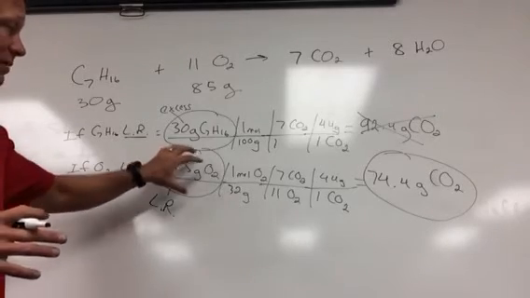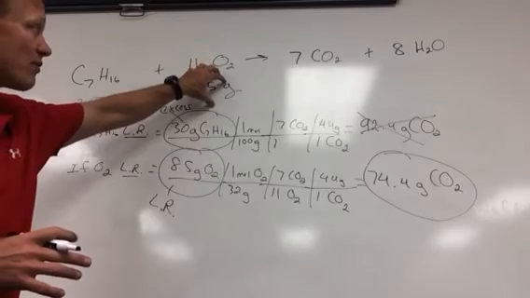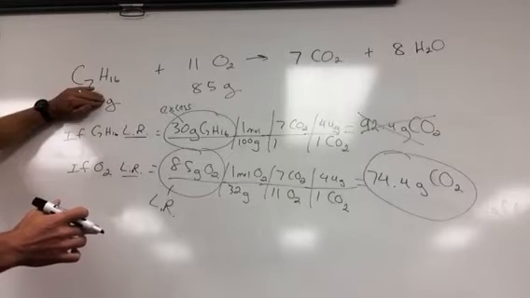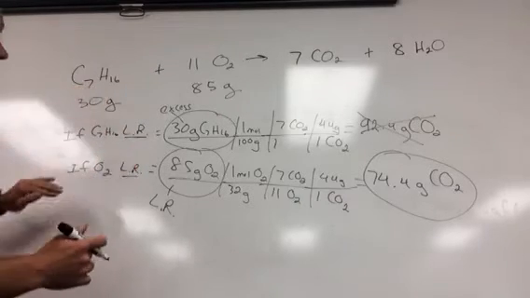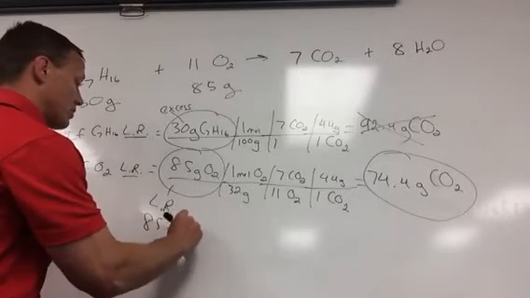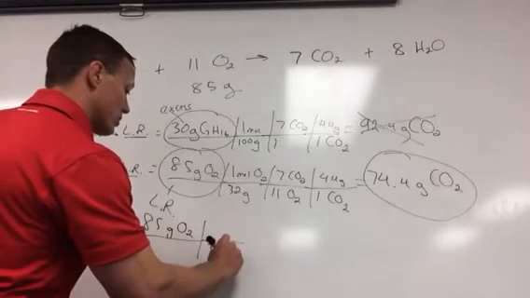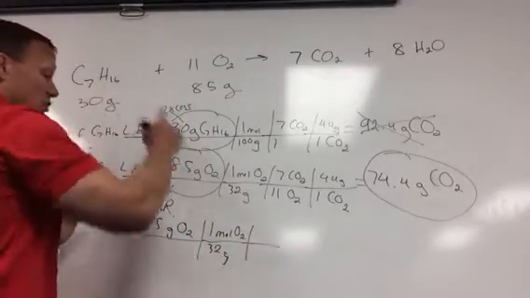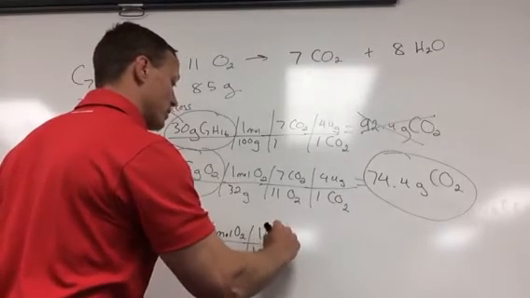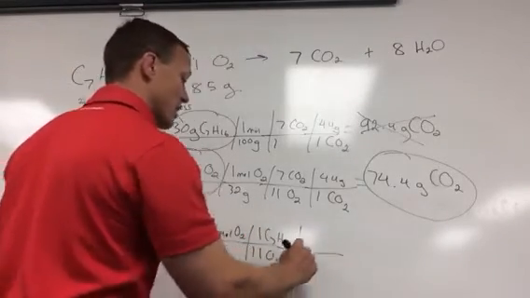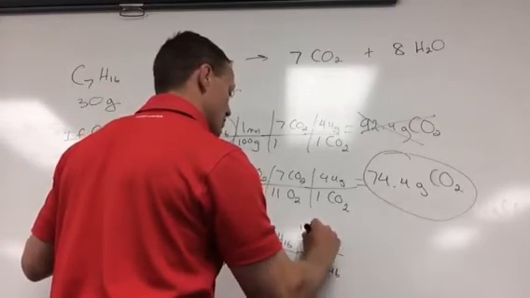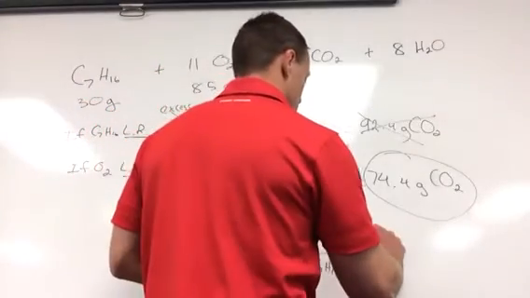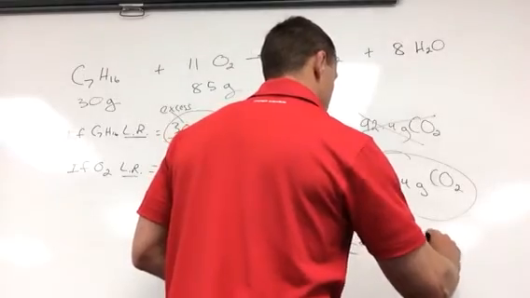So I always start with my limiting and go to this. So I'm going to start with my 85 grams of this, go to grams of this. That would tell me how much of this was used in the reaction out of the 30 grams that were available. So again, start with my 85 grams of O2, 32 grams in a mole of O2. There's 11 to 1. 11 O2s for every 1 of that, and a mole of that compound just happens to be right at 100 grams. So that tells me that I've got 24.15 grams of C7H16.